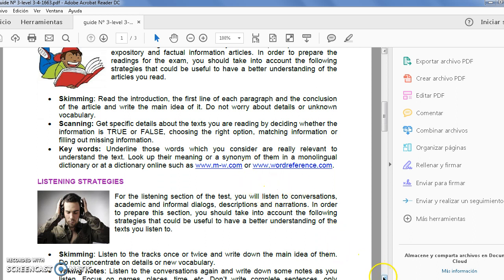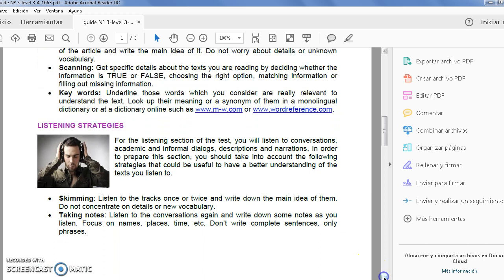Listening strategies have similar characteristics to the reading ones. The kind of audios that you will have are conversations, academic conversations or informal conversation dialogues, descriptions, and narration, that means stories. And in order to prepare this section, you should take into account the following strategies.